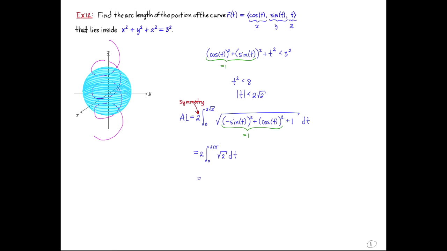This is equal to 2 times the square root of 2, t, evaluated from 0 to 2 times the square root of 2. This is equal to 2 times the square root of 2 times, evaluating at our upper bound, we have 2 times the square root of 2, minus, at our lower bound, we have 0, and this simplifies to 8.